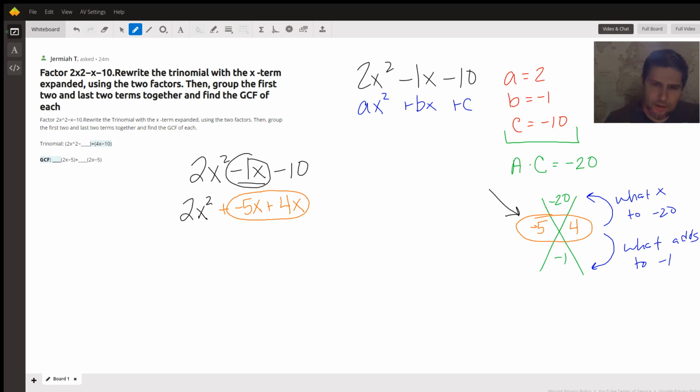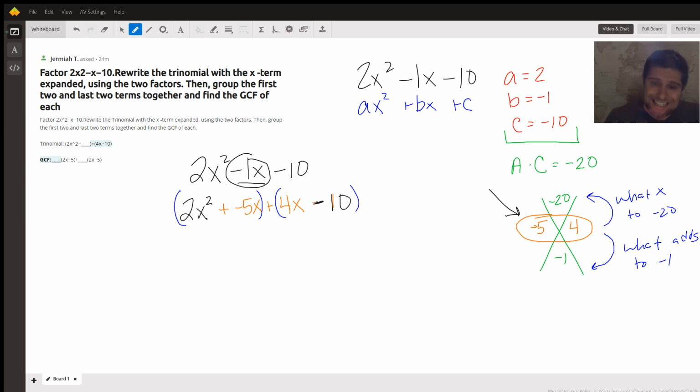But this is critical to this process of factoring for the next step. We still have to bring down the -10. Then group the first two and the last two terms together. This is the grouping part: the first two terms, and I'm going to group the last two terms. So we took that trinomial with three terms and changed it into four terms, and we just put parentheses around the first two and last two.